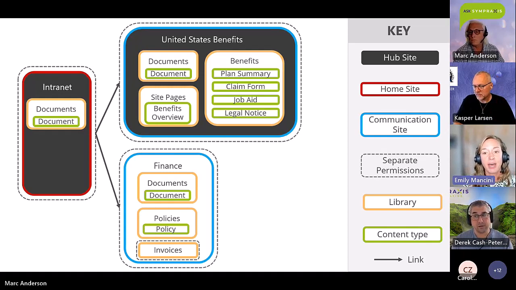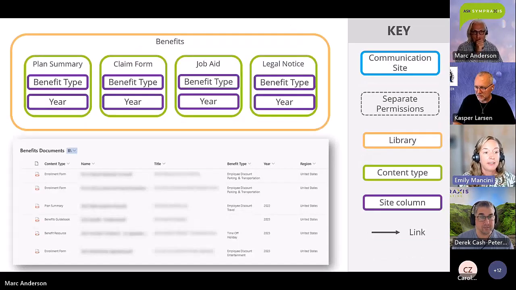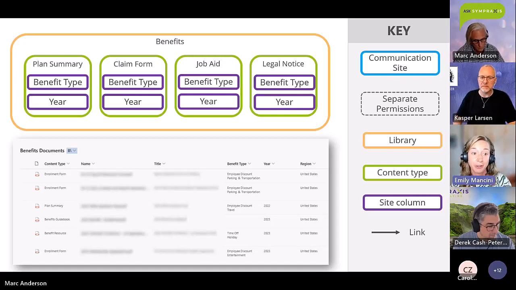Now let's dig a little bit deeper into that benefits library and look at the different content types, based off of the pattern that Mark was referencing earlier. So we had the interstitial content type of the org document, then we had the benefits document, and then we had these content types inheriting from it. And that's also where the question is coming from Mark around that pattern, if that was something we defined or if that was something defined by Microsoft. So what we're seeing on this screen is we did indeed use benefits document as a parent content type. And in that parent content type, we added site columns for benefit type and year. Now, because we inherited from that content type when we made plan summary, claim form, job aid, and legal notice, it's automatically inheriting those site columns for benefit type and year.